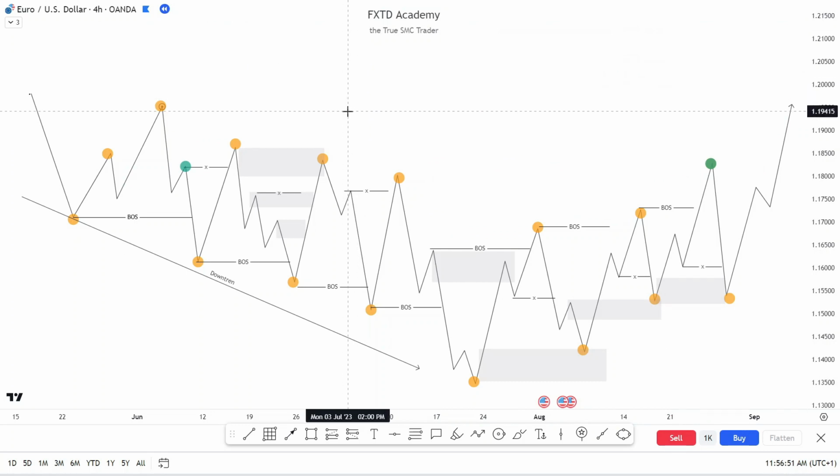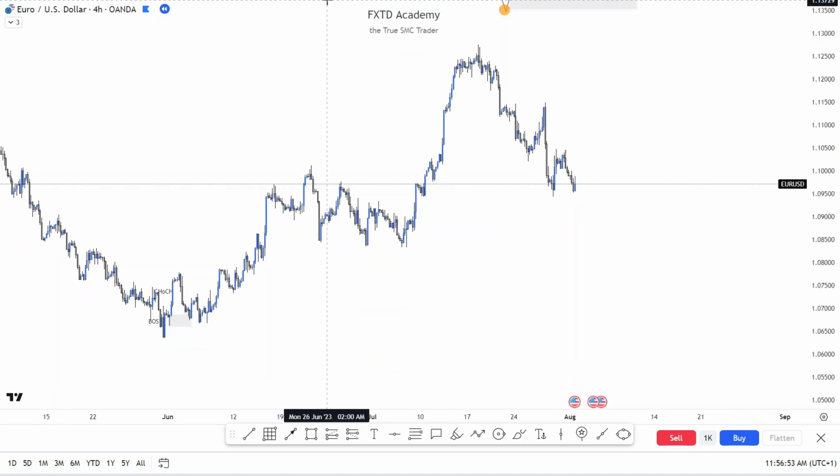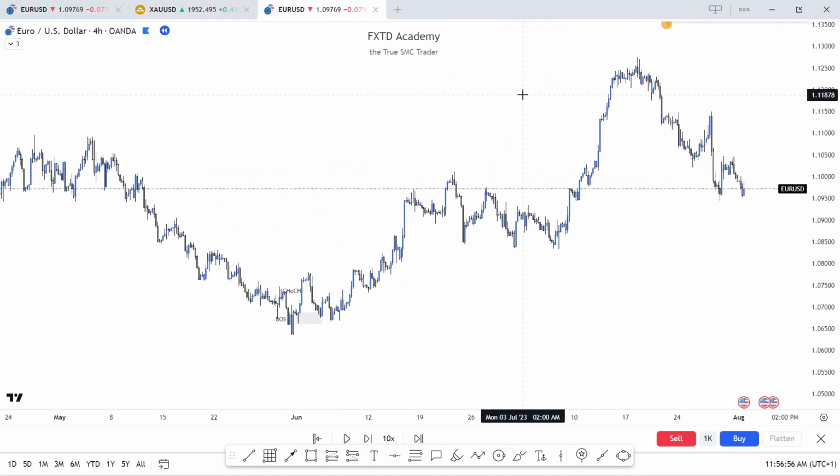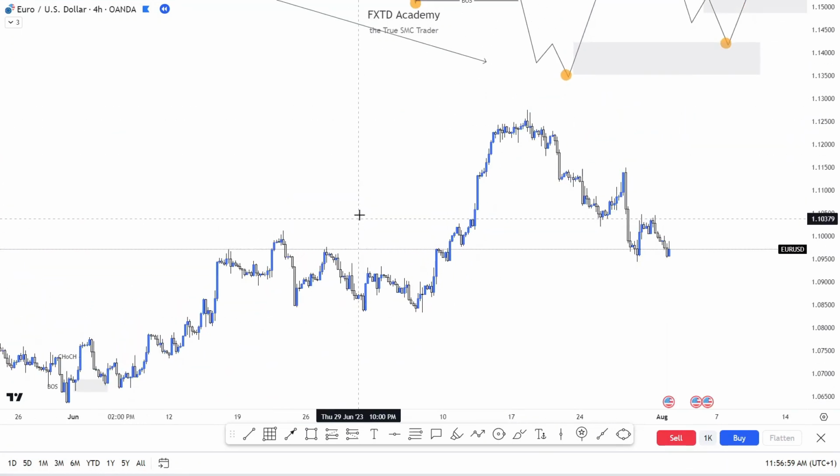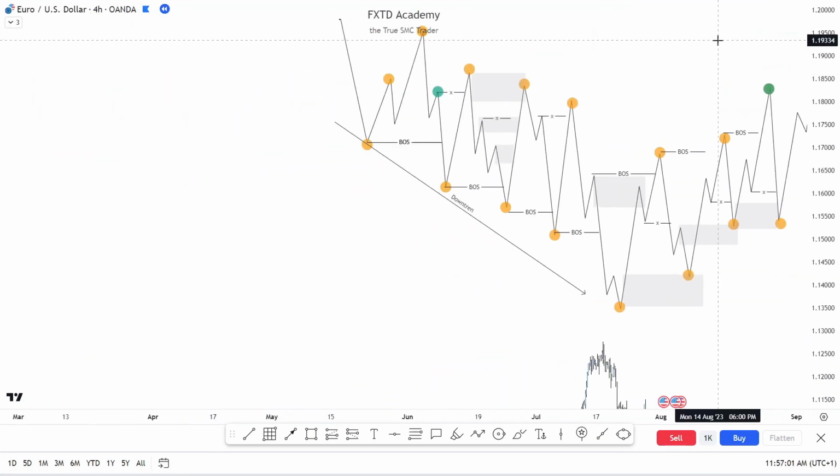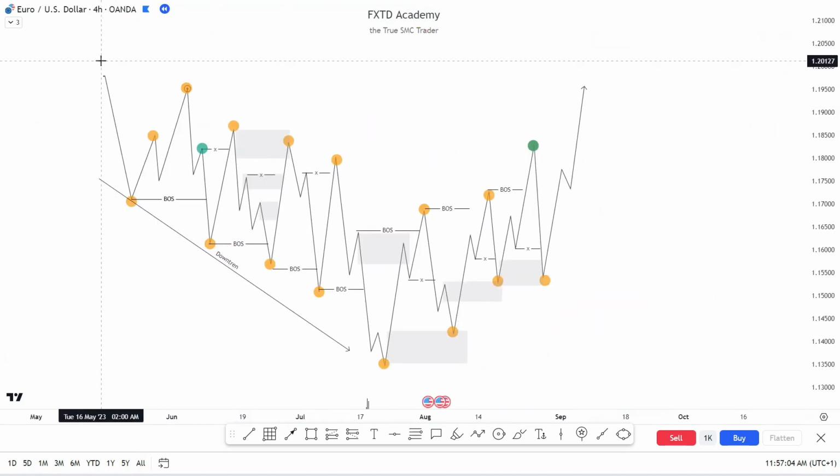All right, so let's go to the chart, and I'm going to show you exactly how to put this to work. So the first thing here, can we actually shift this a little bit higher, right?